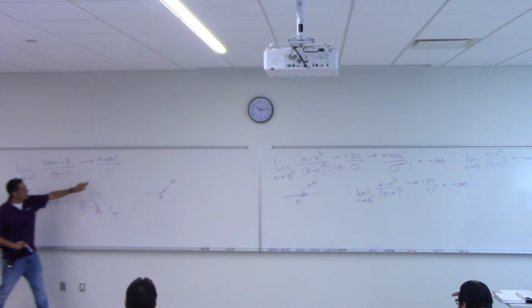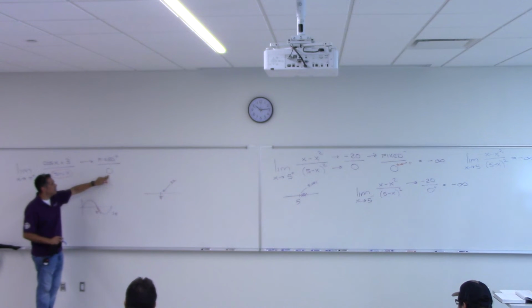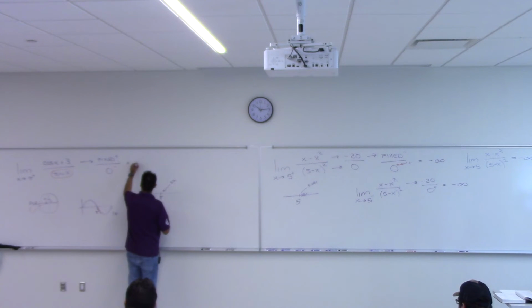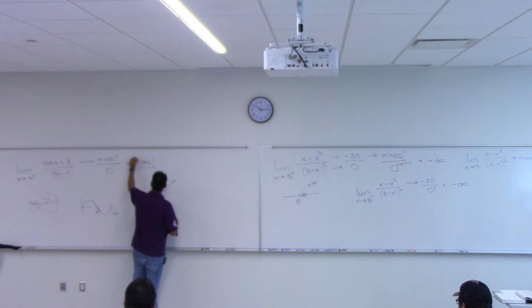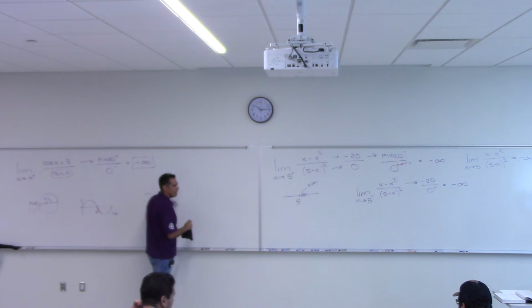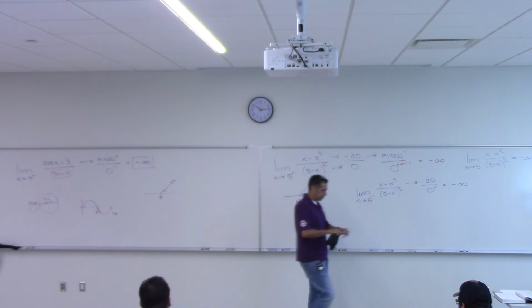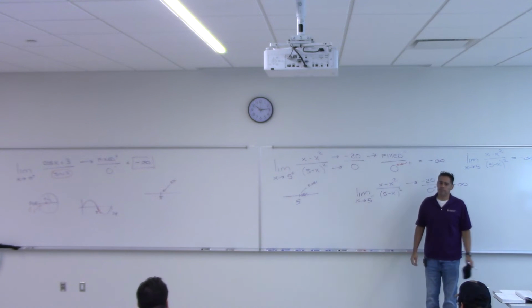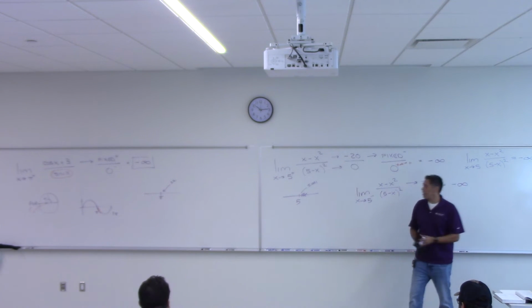So what's the bottom? It's headed to 0, but it's negative. And so my answer is negative infinity, right? Positive divided by negative gives me negative. That's pretty much it. That's the way these are done. You just have to analyze what's going on.